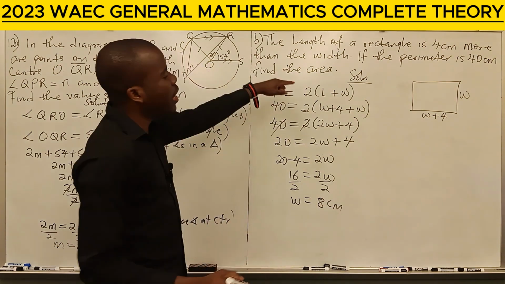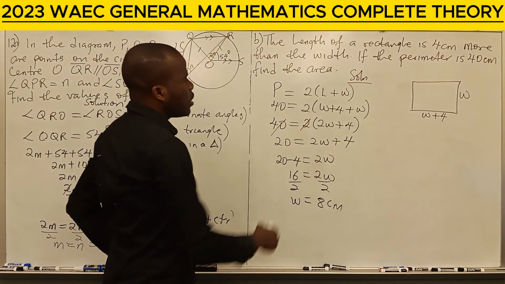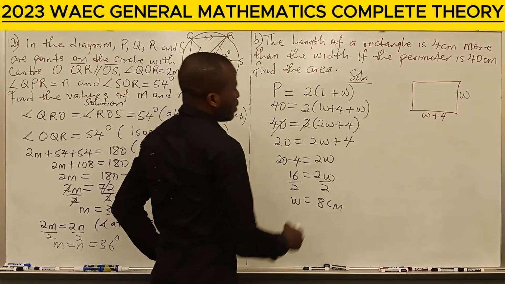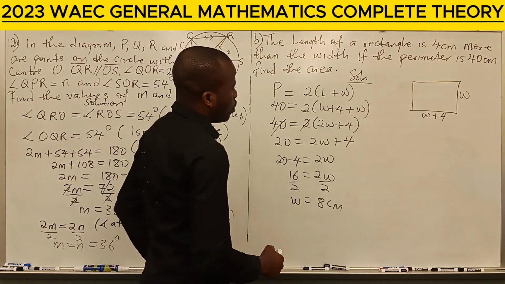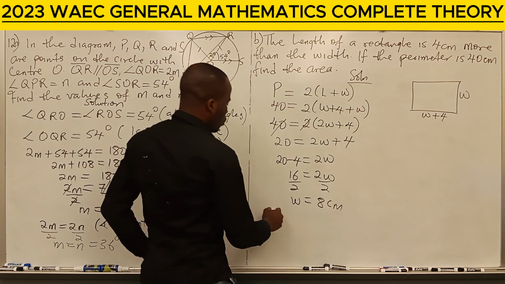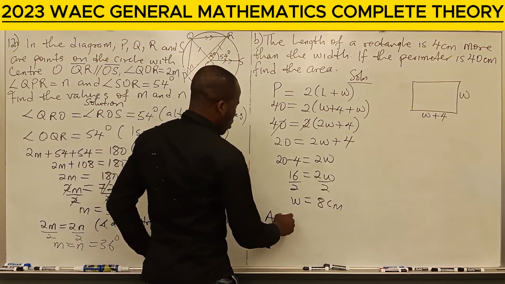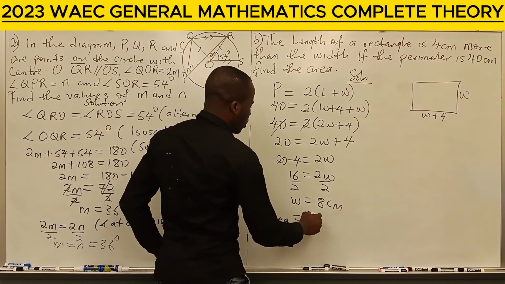Now we're looking for the area. Since W is 8 cm, our length will be 12 cm. So area will be length times width.